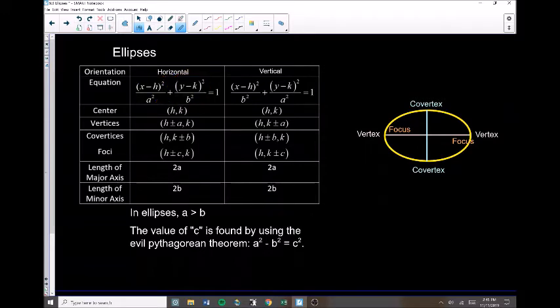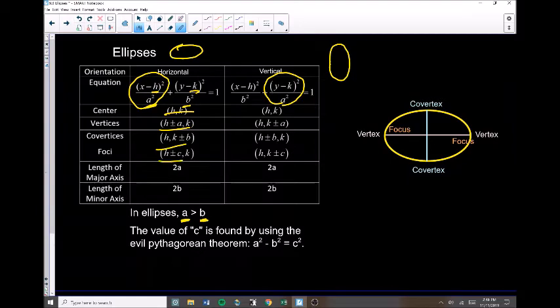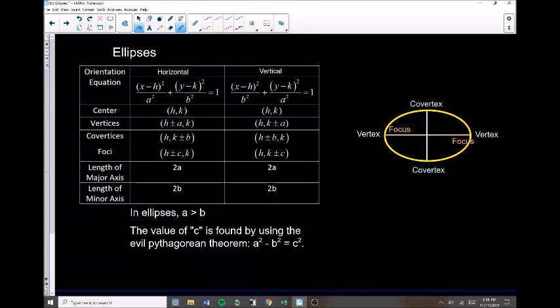So with ellipses, and only with ellipses, we say that a is greater than b. With hyperbolas, it doesn't matter. We haven't done hyperbolas yet. With ellipses, we say a is greater than b. So here, the bigger number is underneath y. This would be a vertical ellipse. Here, the bigger number is underneath x. This would be a horizontal ellipse. We use a, b, h, and k to find center, vertices, co-vertices, and foci. You'll see the foci uses this letter c, which I'll talk about in just a second. But a, b, h, k are going to be the stuff you're given in an equation. From that, you have to find c.